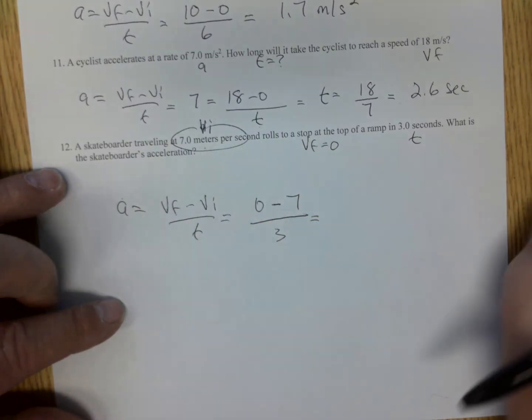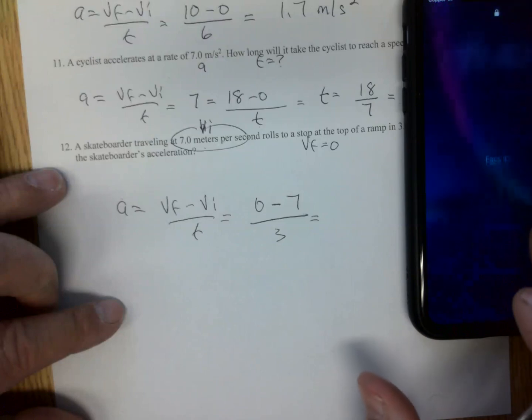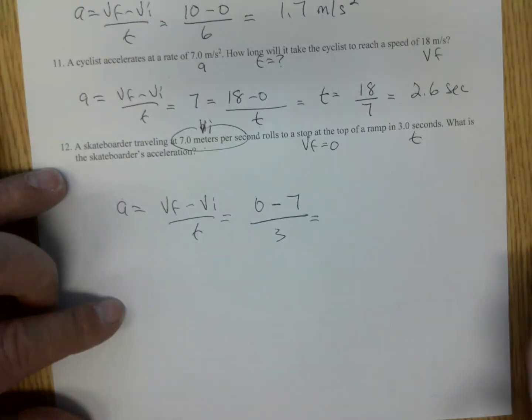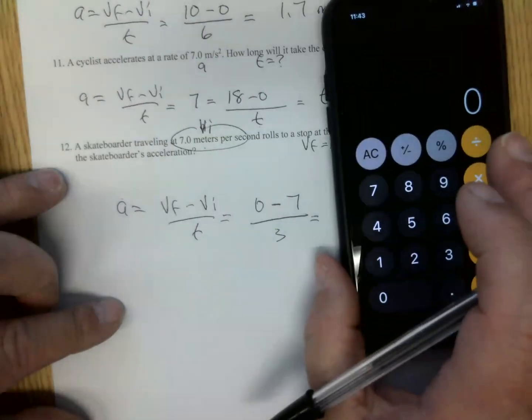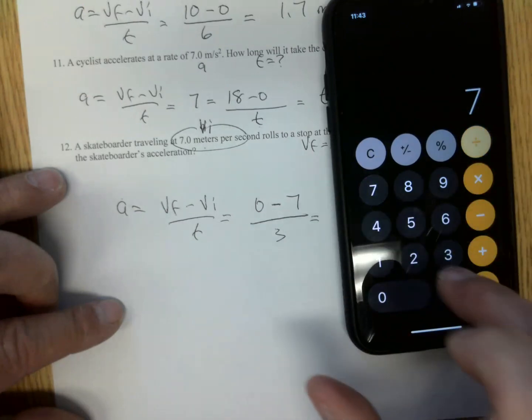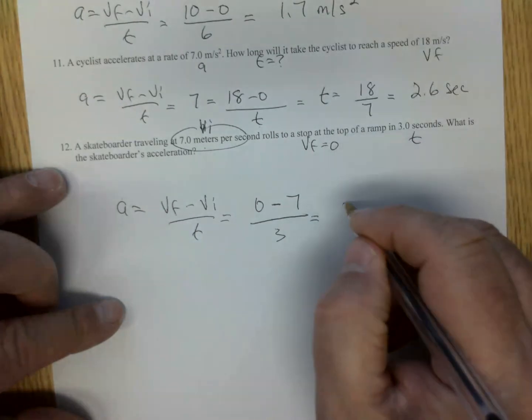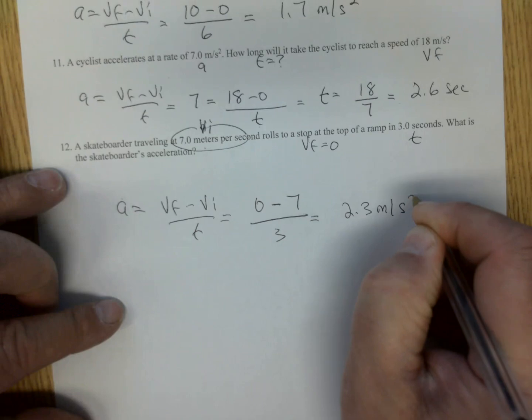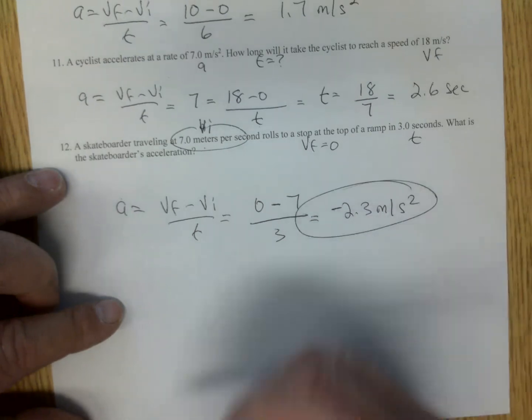So then we just do negative 7 divided by 3. Let me do this. 2.3 meters per second squared, and it's negative. That's how you do them all.